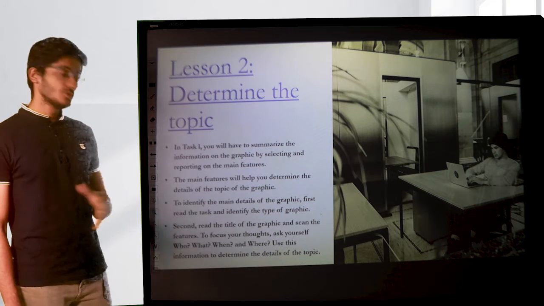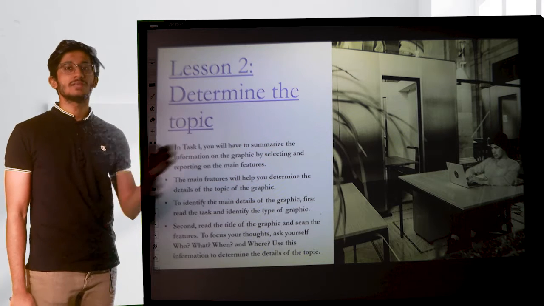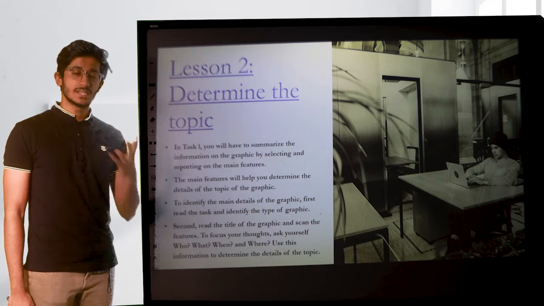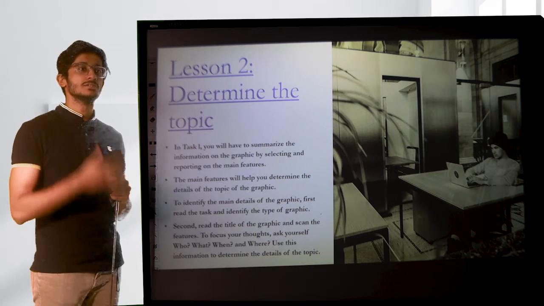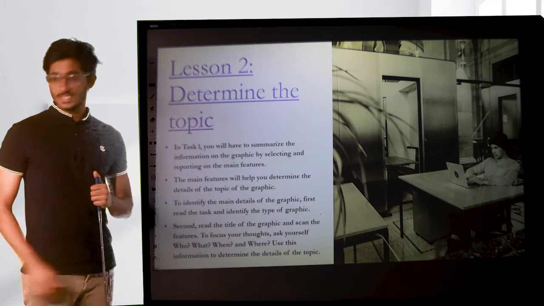And secondly, you read the title of the graph, you look at the different axes, the different elements of the graph, and you have to understand what the graph is telling you. You have to clearly understand the graph in order to be able to note down the comparisons and the relevant details.